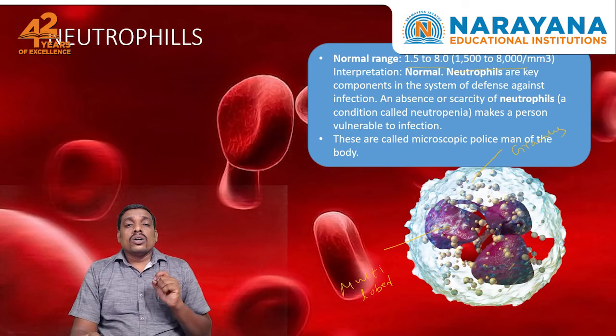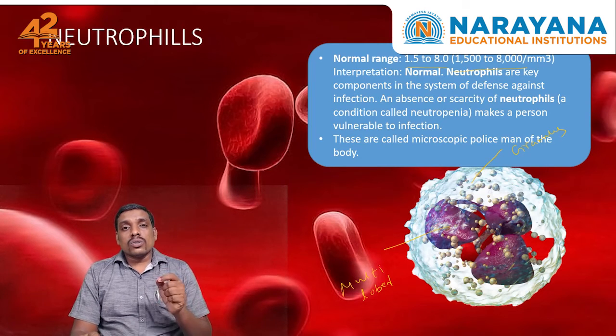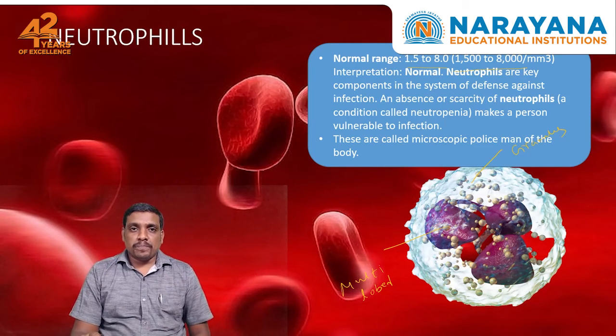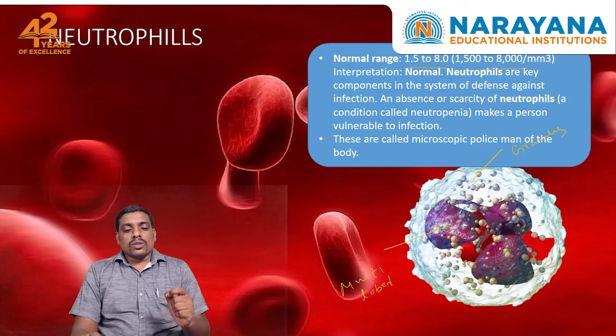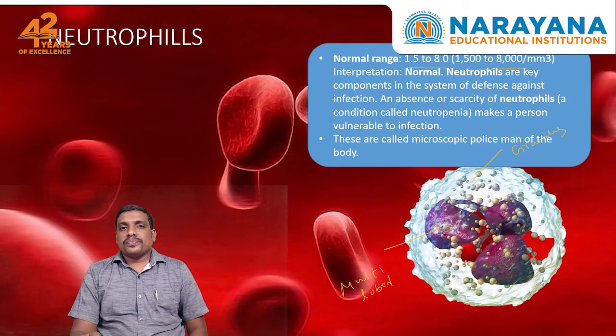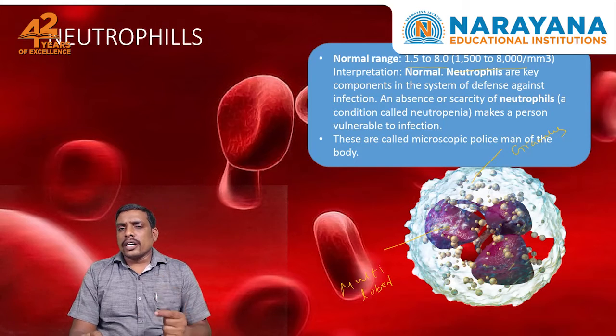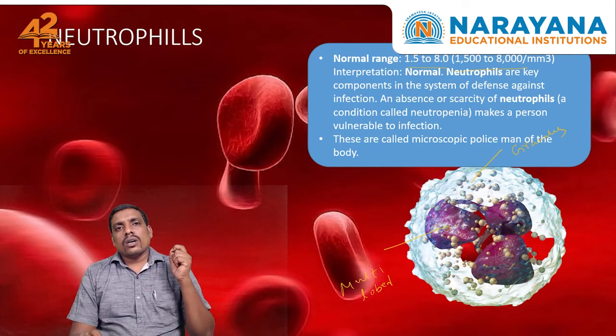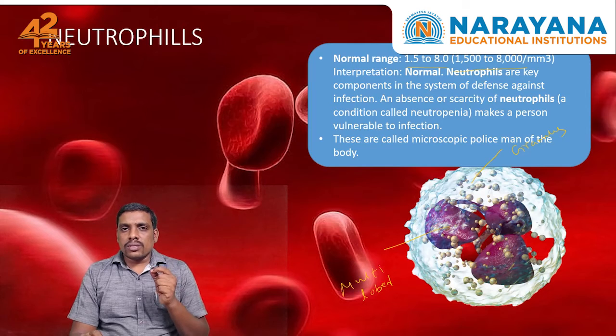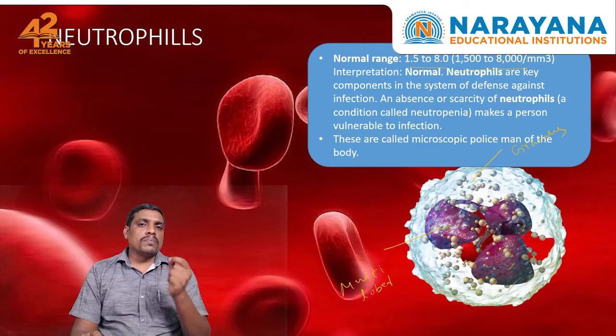So that is why neutrophils are called the microscopic policemen of the body. They are microscopic in nature and can fight against all kinds of pathogens. Because of this reason, neutrophils are called the microscopic policemen of the body.